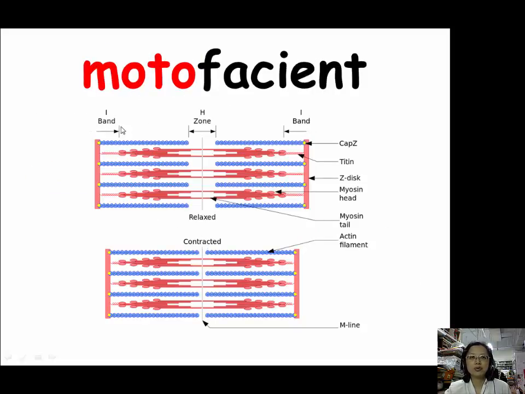And for the prefix moto, our example is motoficient. Remember, we learned the suffix ficient. Ficient means producing. Motoficient is producing movement, motion. This term is applied to the phase of muscular activity by which the muscle produces actual motion, in contradiction to the non-motoficient phase in which the muscle is contracting without producing motion.